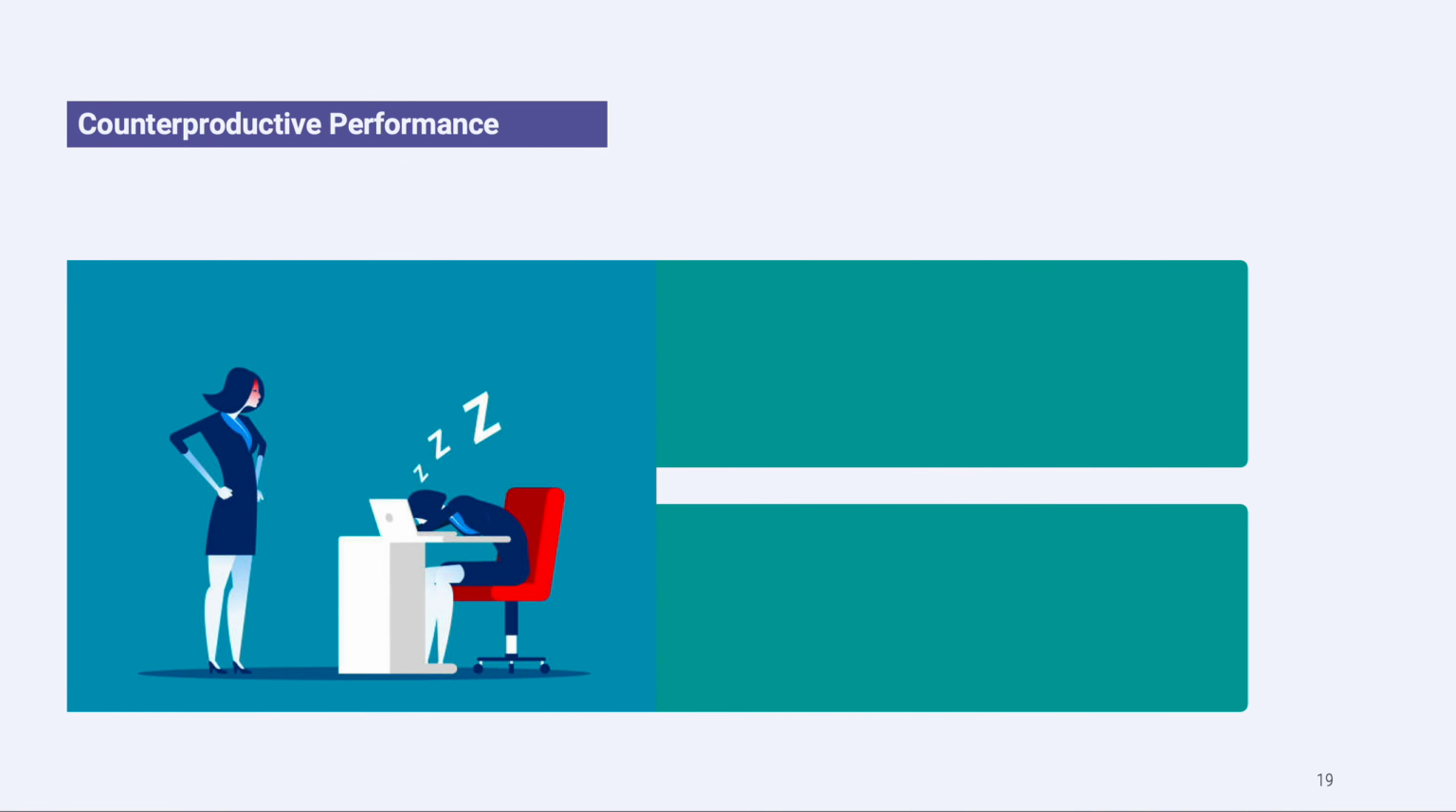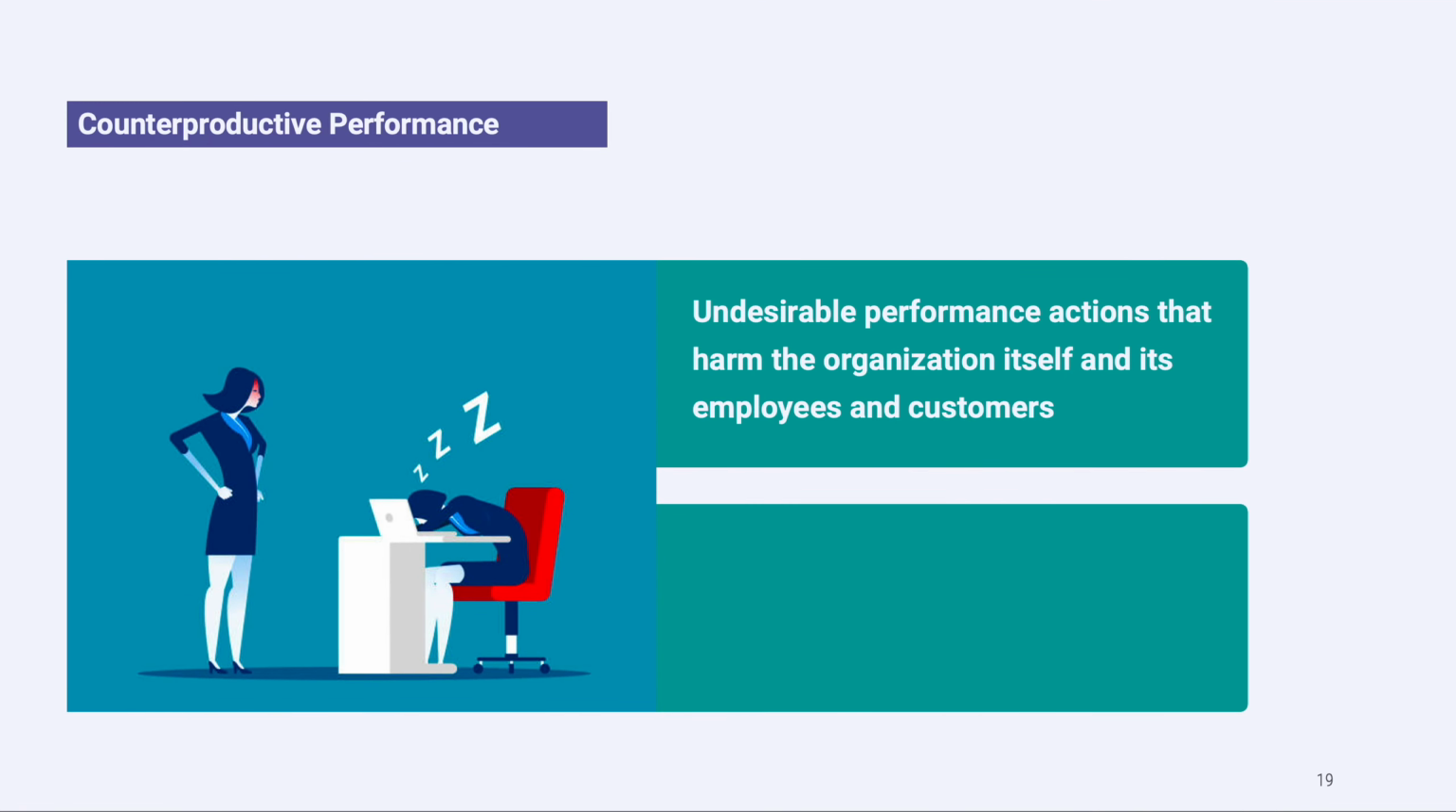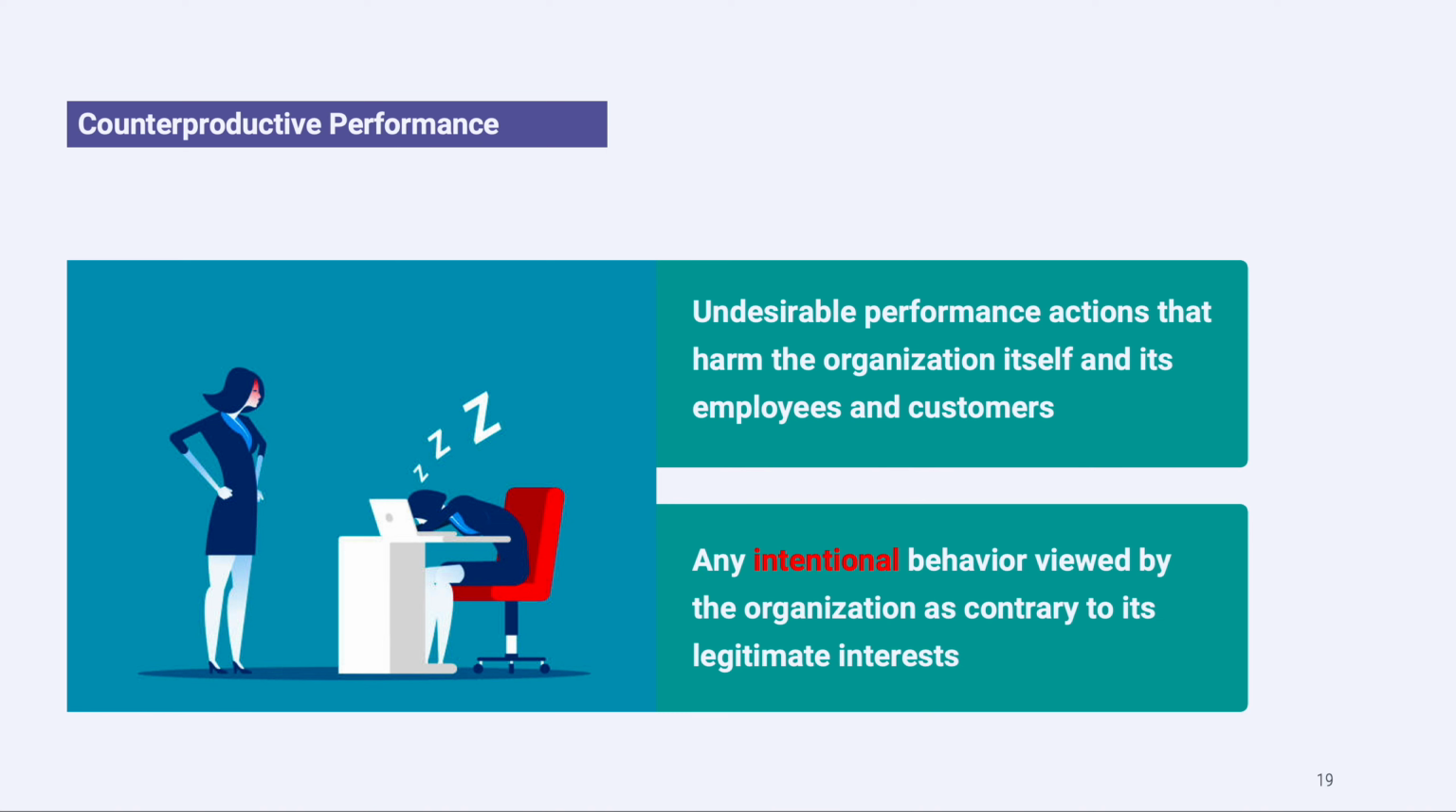And the fourth dimension is called counterproductive work performance. And here, these are undesirable performance actions that harm the organization and its employees and customers. Importantly here, counterproductive performance is defined as intentional behavior that an employee engages in. So if you make a mistake and end up wasting a bunch of work material, that wouldn't be considered counterproductive if it was an honest mistake or accident. Here we're talking about things that employees do intentionally that really work against the organization's goals.